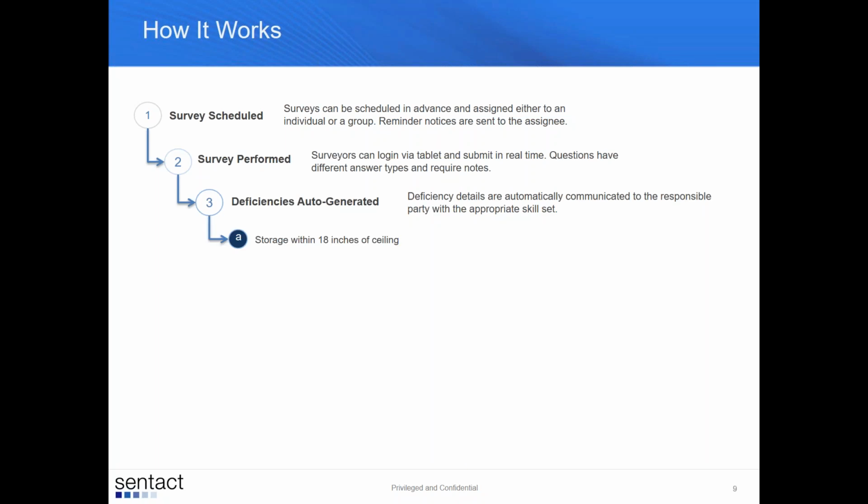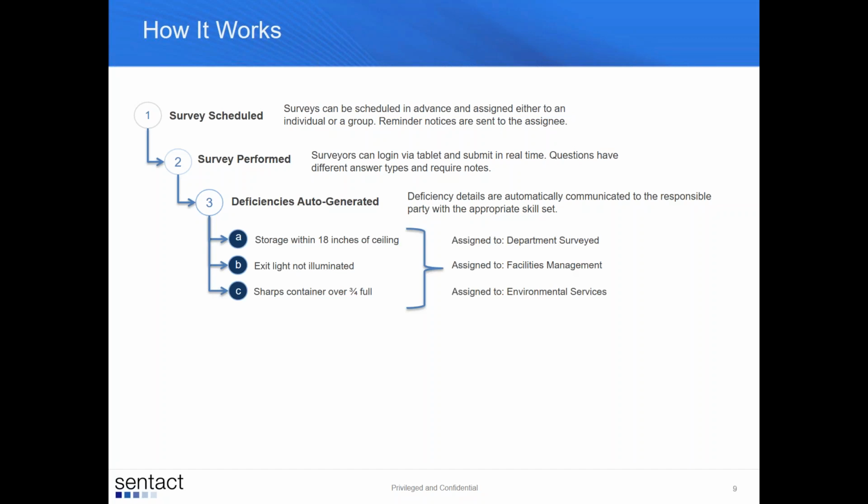Deficiencies are auto-generated, so we've already determined by survey question what the routing is. Does it go back to the department manager of the area you round on? Is that actually a facilities issue? If so, it'll generate a work order in the TMS system. Is it a housekeeping issue, and so forth? So you can see in this example, the exit light was not illuminated. We had decided to assign that to facilities, so that would automatically generate a work order in your TMS system.